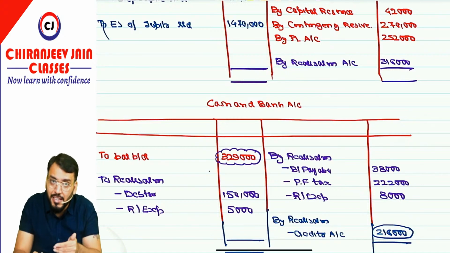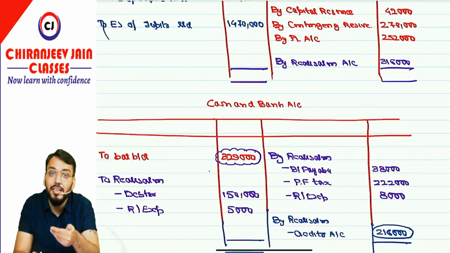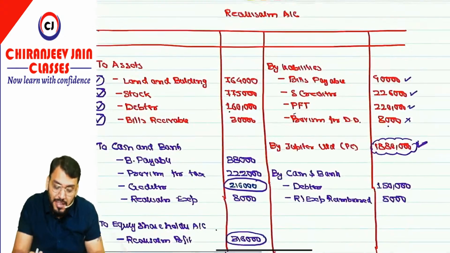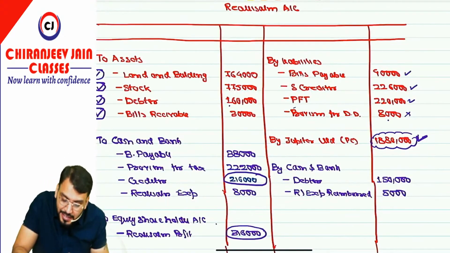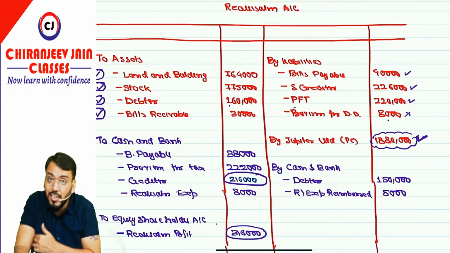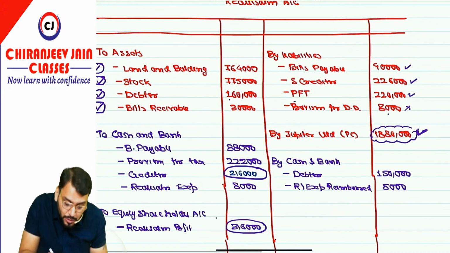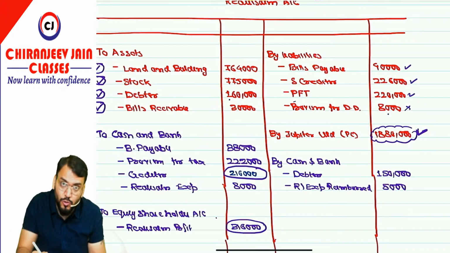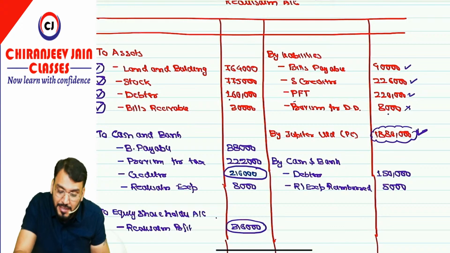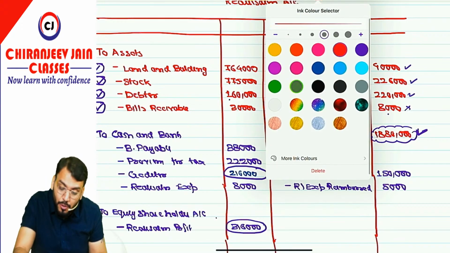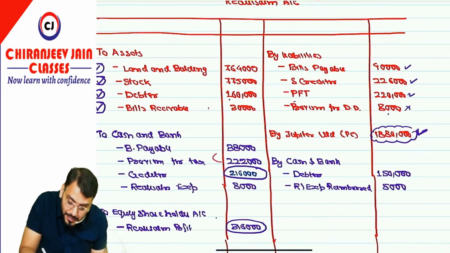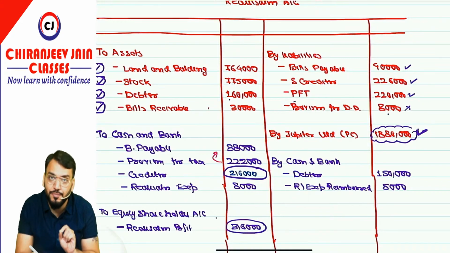Now all the assets and liabilities which are not taken over will be realized and all the liabilities will be settled. So let us come to this: bills payable, sundry creditor and provision for tax are not taken over, so they will be settled. By cash and bank, bills payable will be settled at rupees 38,000. Provision for tax will be settled at 2,22,000.